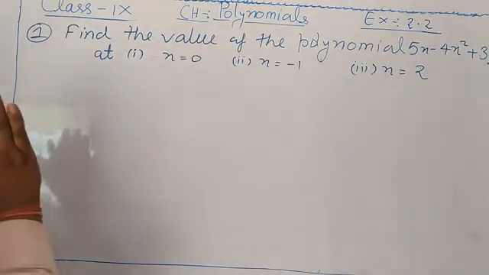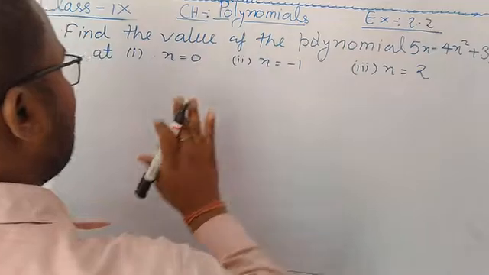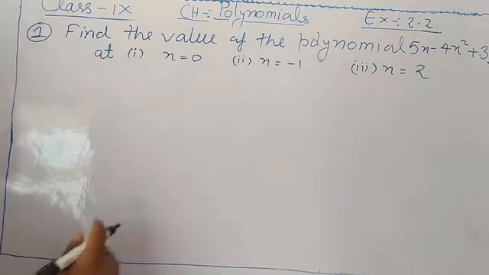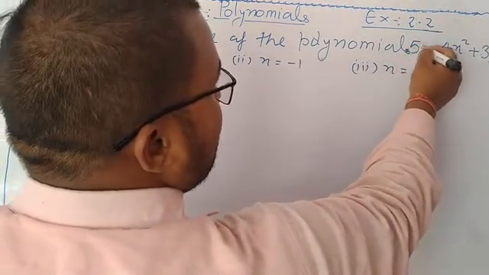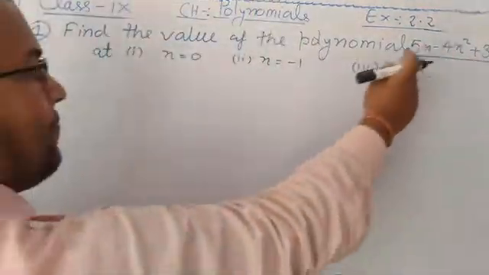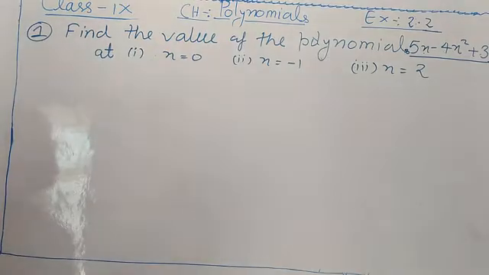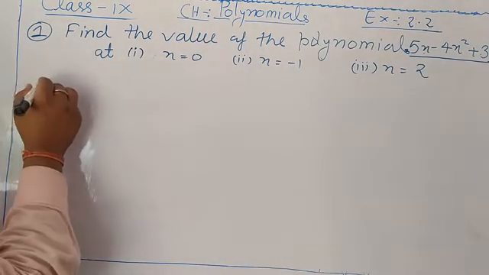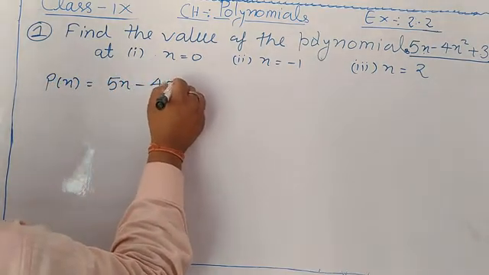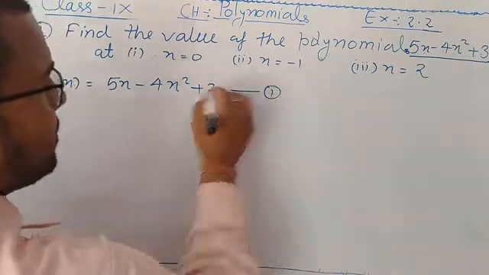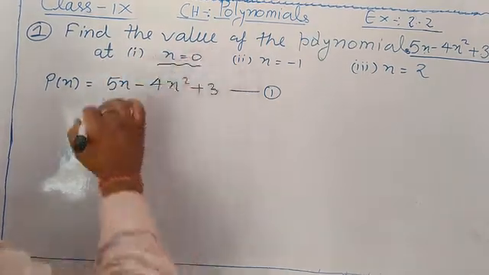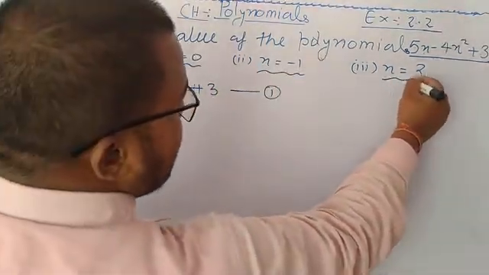Okay student, first question related to exercise 2.2: find the value of the polynomial 5x minus 4x square plus 3. This is the given polynomial. Which type of polynomial? Quadratic polynomial. Then p(x) is equal to 5x minus 4x square plus 3, this is equation first. Find the value at the points x is equal to 0, x is equal to minus 1, and x is equal to 2.